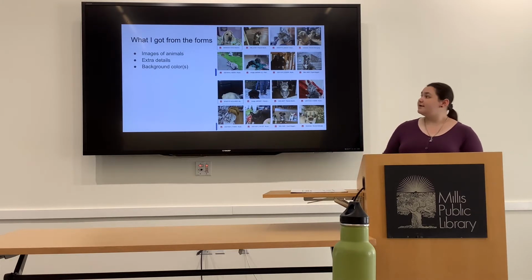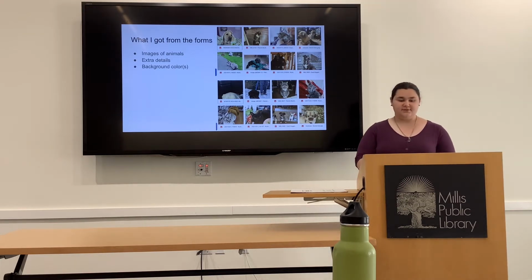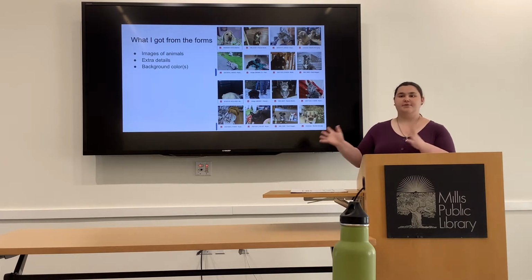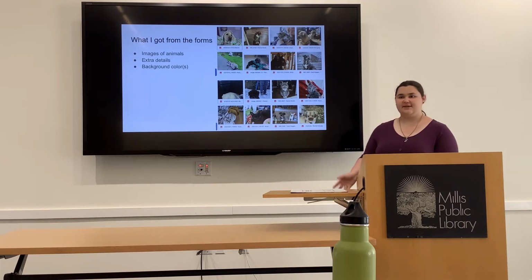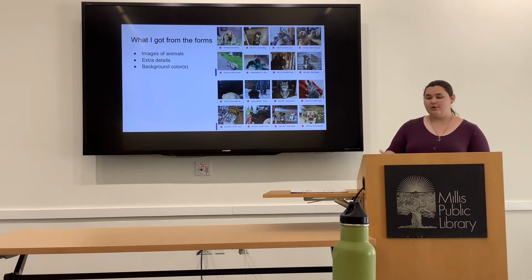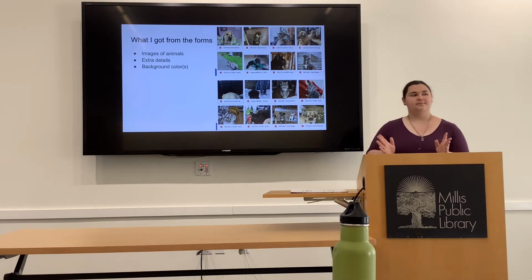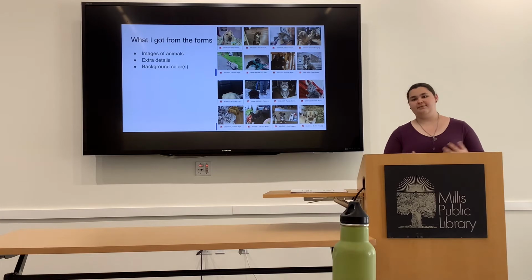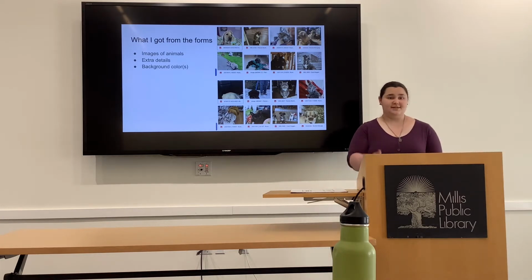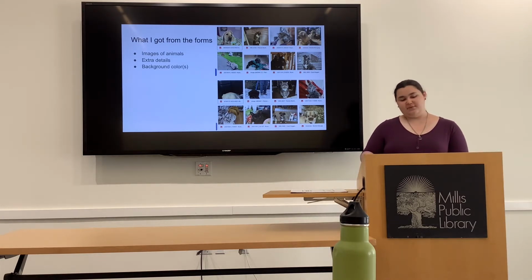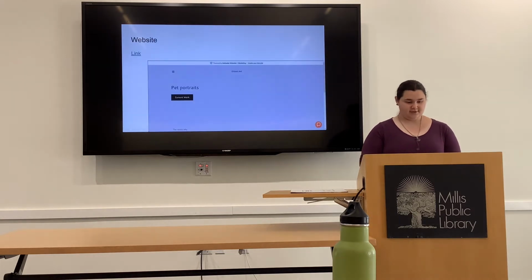So this is an example of what I got from the lovely forms. For the second one, I had people send me images of the front view and side view of their animals. Some were a bit harder to work with because they were maybe 3/4 of the way or a bit more straight in the image. And it gave me extra details, the background colors that they were looking for, what they felt would be great within this image of their pet.